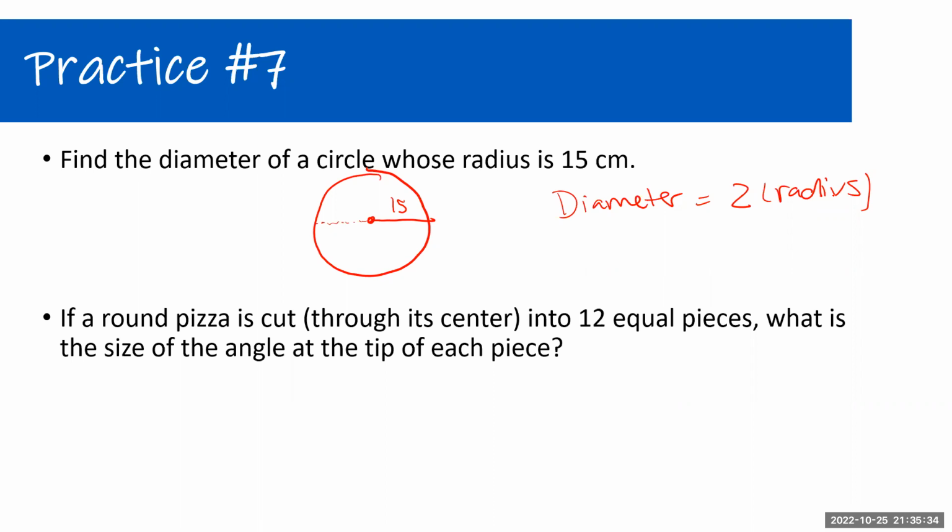If our diameter is 2 times our radius, that means it's going to be 2 times 15 centimeters. So that means our diameter is going to be 30 centimeters.